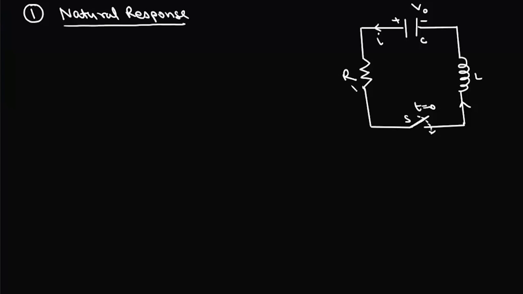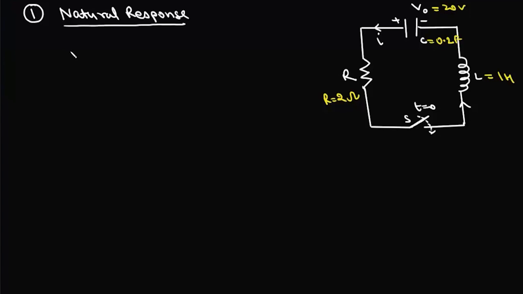Suppose we have this RLC circuit where R is 2 ohm, L is suppose 1 Henry and capacitance is 0.2 farad, and initial voltage across the capacitor is suppose 20 volts. Now we can write this differential equation.